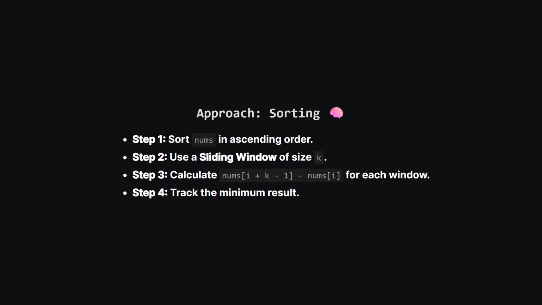So let's formalize our approach. We're calling this the sorting approach. Step 1 is simply to sort our list of scores. Step 2 is to iterate through the list using a sliding window. Since the array is sorted, for any window starting at index i, the smallest number is at i, and the largest number is at index i plus k minus 1. We just subtract the value at the start of the window from the value at the end. We do this for every possible window and keep track of the smallest difference we find.